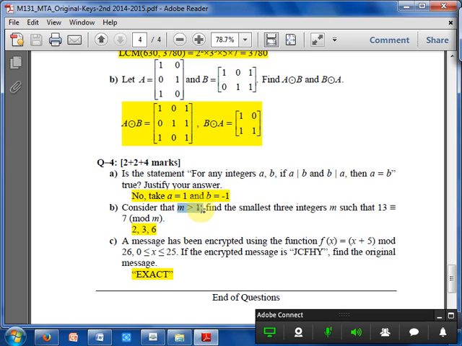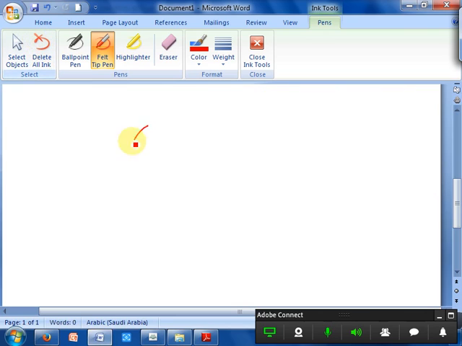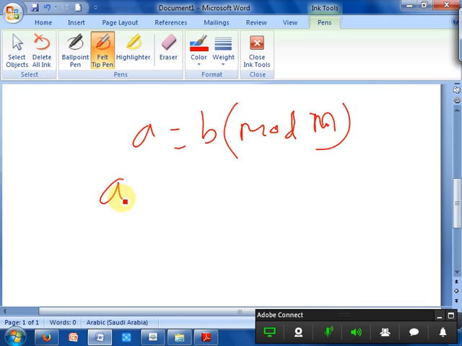Consider m is greater than 1. Find the 3 smallest integers m such that 13 is congruent to 7 mod m. M is greater than 1 and it starts from 2. You have to find the remainder. This is A, this is B and this is M. Now the formula is A is congruent to B in the mod of M, so A mod M should be equal to B mod M. So you have to find M here.